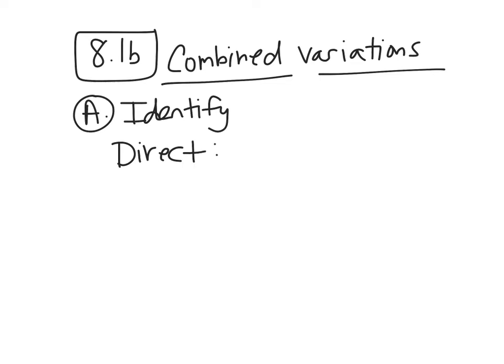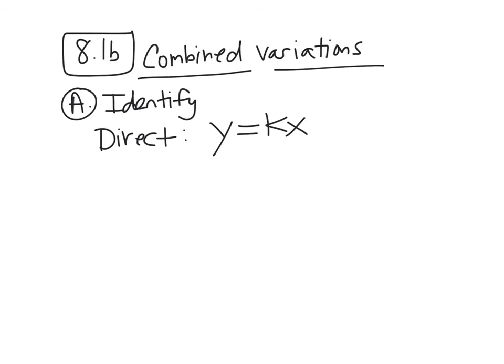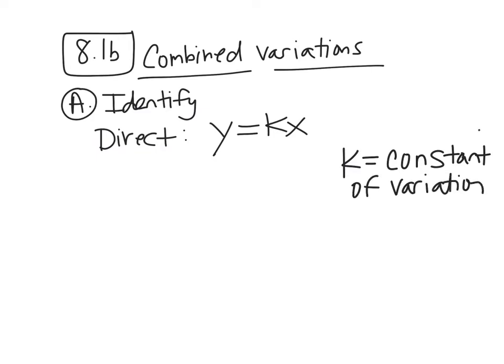Direct variation is y equals kx. Okay? Yes, k is called the constant. I know it starts with a C. Constant of variation. Okay? It's not a variable. It's actually going to be a number. It's a constant. Numbers are constant. It's going to be like 10 or 1/2 or -3 or whatever. Okay?